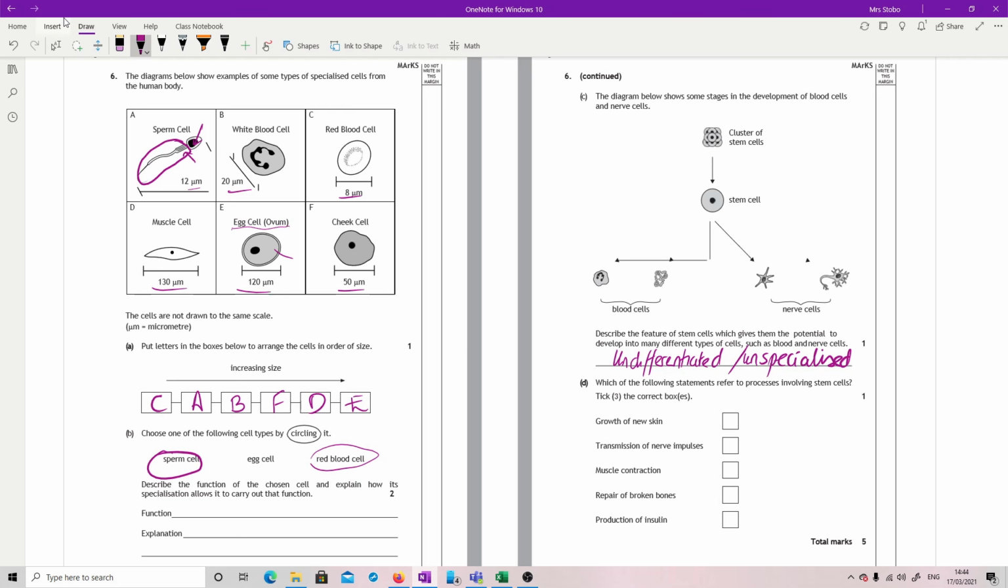Which of the following statements refer to processes involving stem cells? Keep on changing these. Tick the correct box or boxes. So involving stem cells would be the main things that stem cells do: growth of new and repair. Okay, transmission of nerve impulses, no, because that's happening because of nerve cells, not because of stem cells. Muscle contraction has to happen from a very specific muscle. And production of insulin is already happening inside specialised cells in your pancreas.